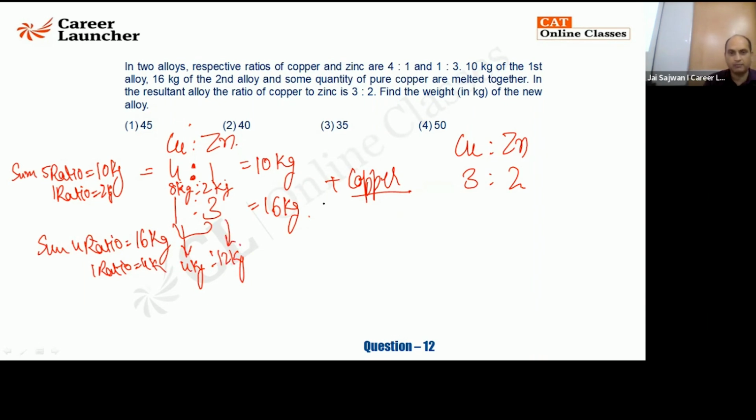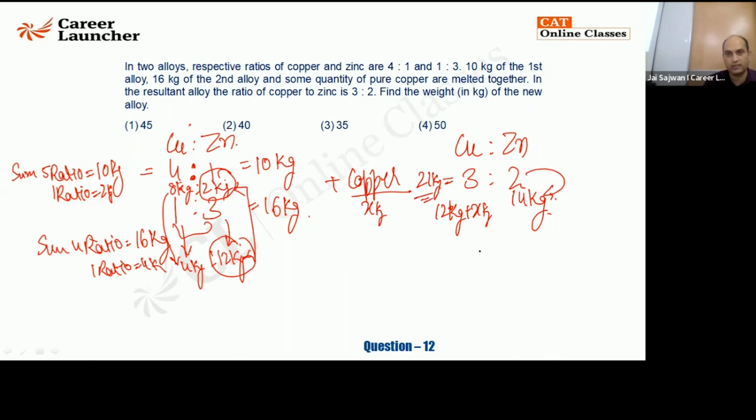Now when you combine them, of course, zinc is not going to be added. So zinc is 12 plus 2, which is 14 kg of zinc. How much is copper? Copper is 8 plus 4, which is 12 kg, plus x kg of extra copper added here. If 2 is equal to 14, 3 will come out to be 21 kg. I'm sure all of you can understand this. This value will be 21, because if 2 ratio is equal to 14 kg, 3 will be 21.